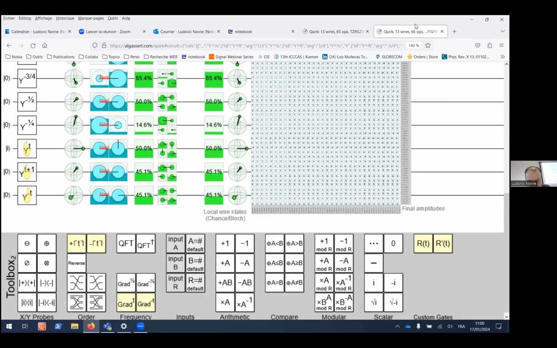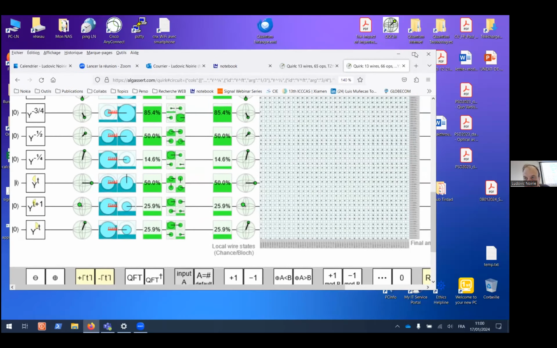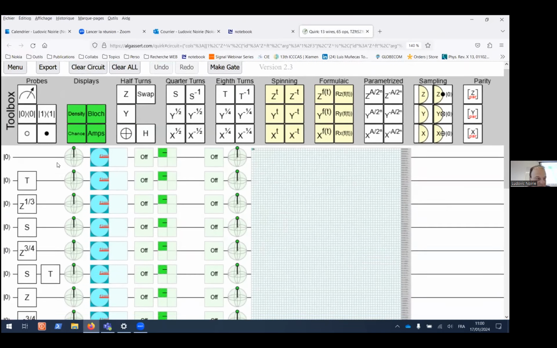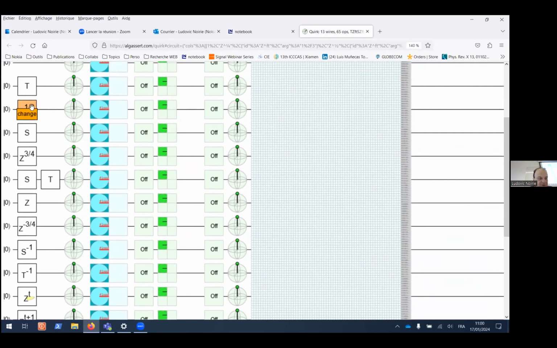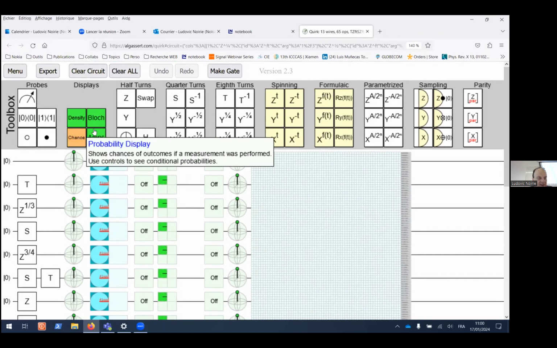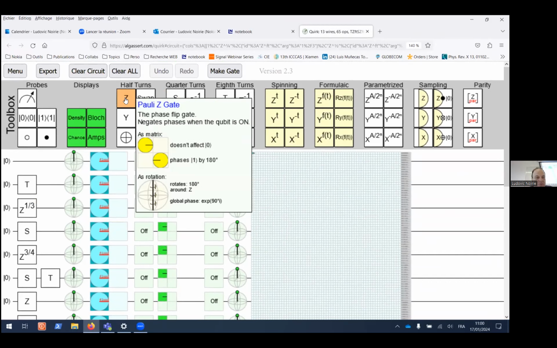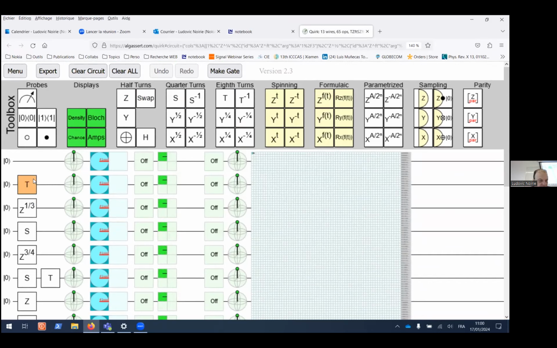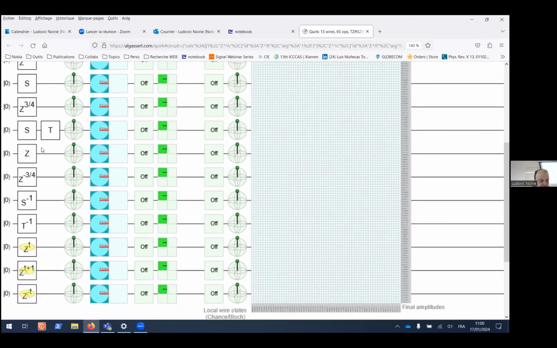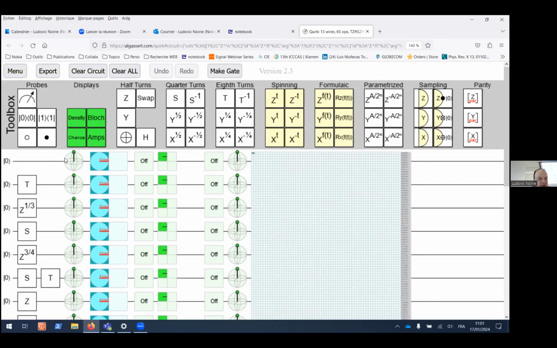Why I wanted to show you this is because if you look with zero as input and you change by z, x or y by z, there is another name for z to the power 1/2. It is called s, and z to the power 1/4 is called t. You see that s and t is equivalent to z to the power 3/4, for example. So it's just a different name, but you see that nothing seems to happen. If you have one, nothing happens.